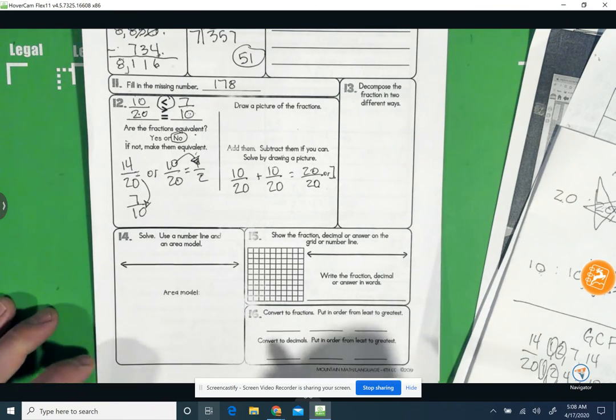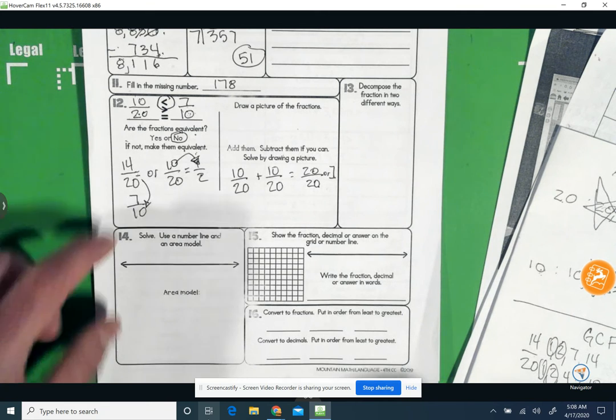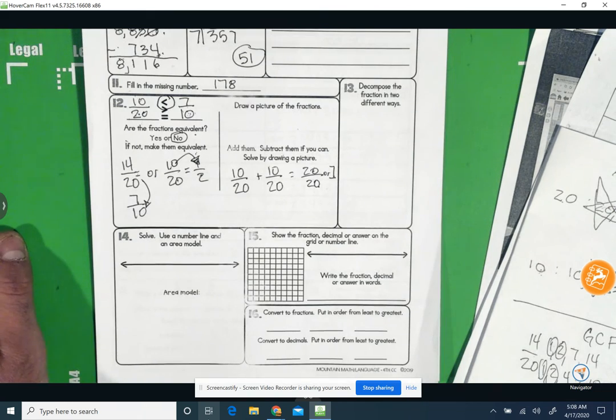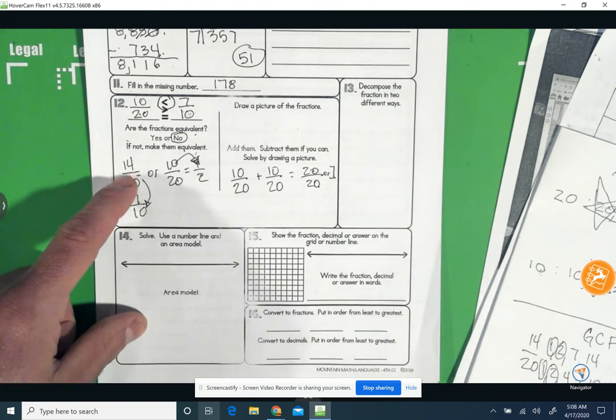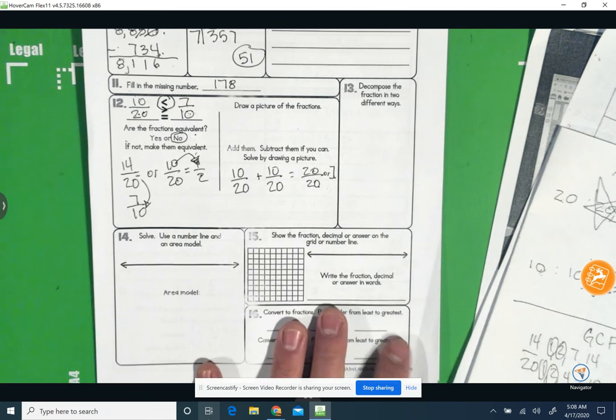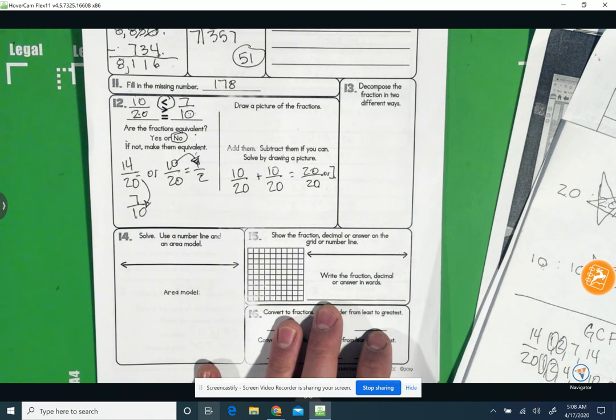And if you were to have chosen 14/20ths, you would do the same thing. You would add 14/20ths plus 10/20ths. So however you want to do it, I chose 10/20ths and got 20 over 20, or 1. All right, that is number 12.